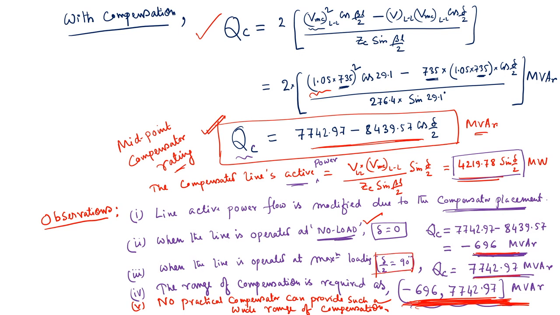These ranges are very wide, one is minus 696 MVAR, another is 7742.97 MVAR. So, this is quite a wide range, and no practical compensators with reasonable cost can provide such a wide range of compensation. So, it needs excessively high rated compensators, which will incur excessively high cost of investment, right. Now, in this lecture what we will do is try to restrict this range to a reasonably practical limit, and then understand what the midpoint voltage would be under varying loading conditions.